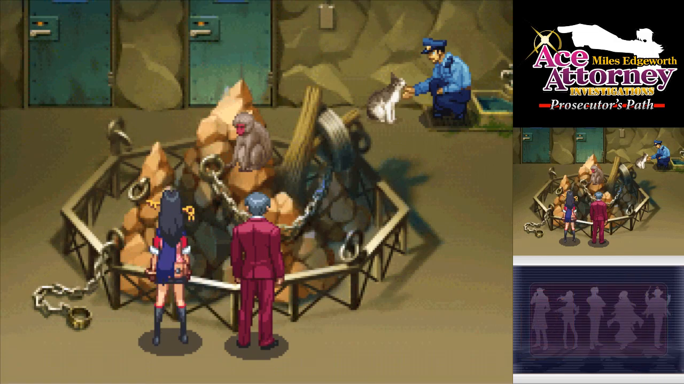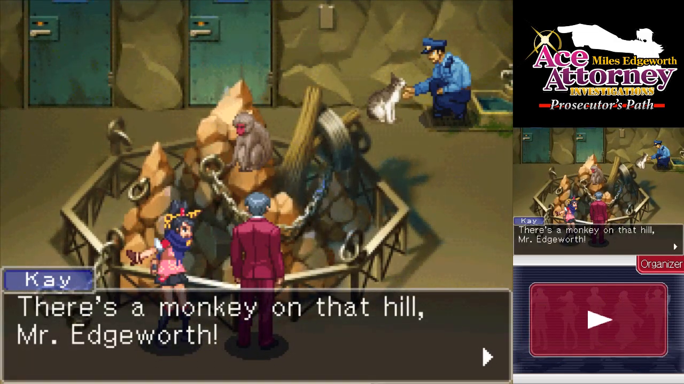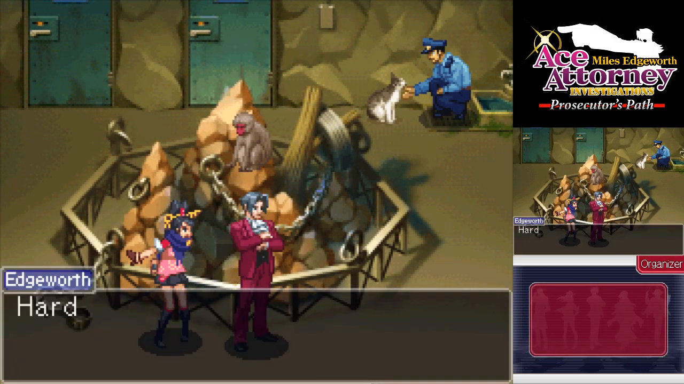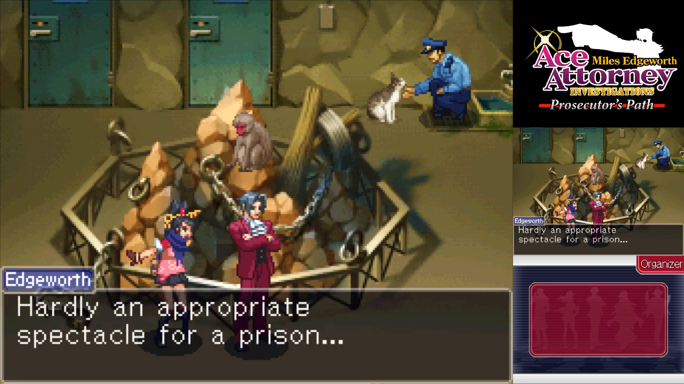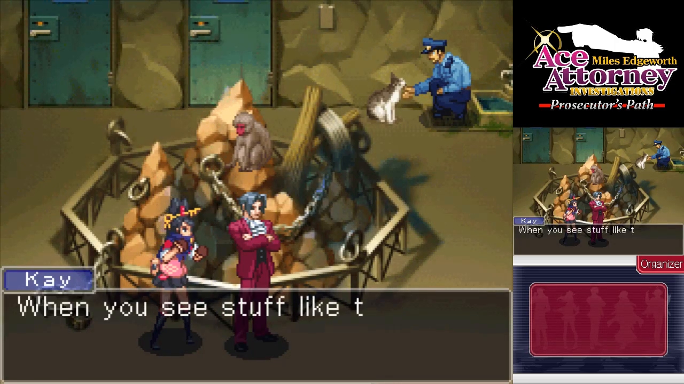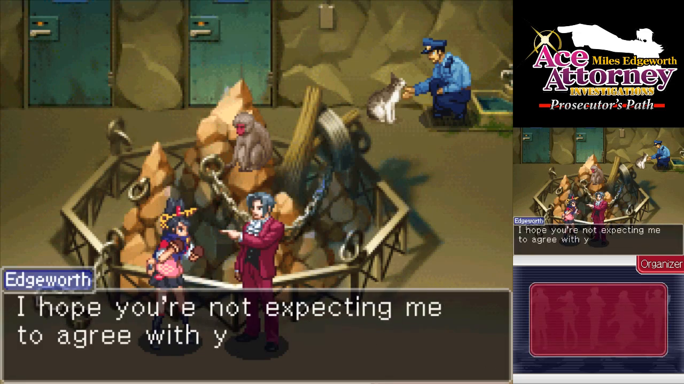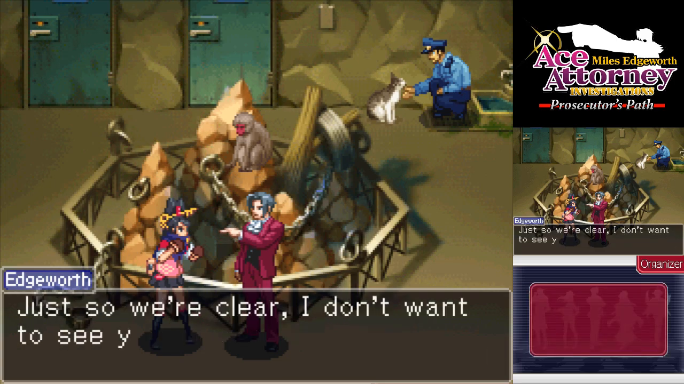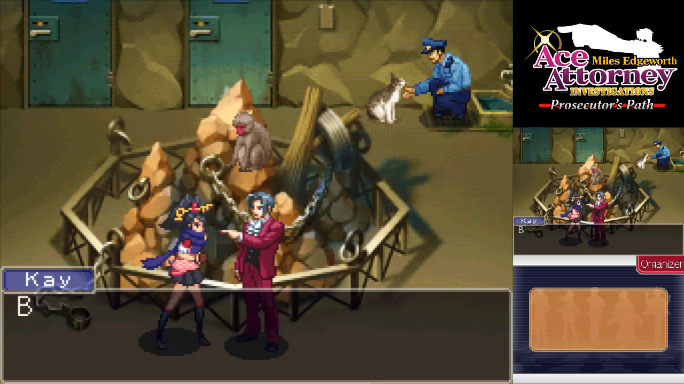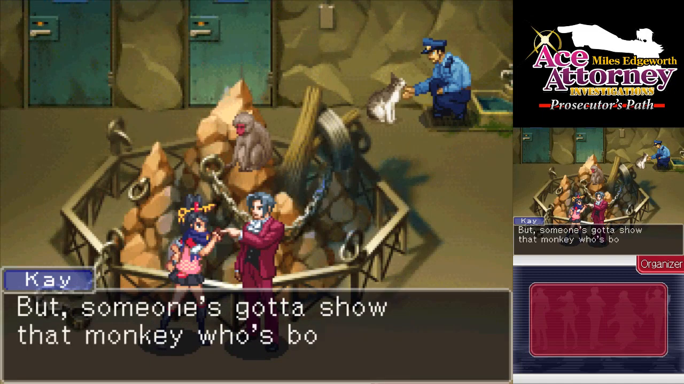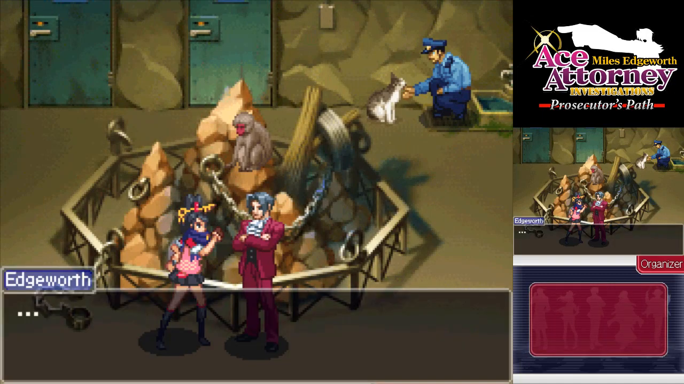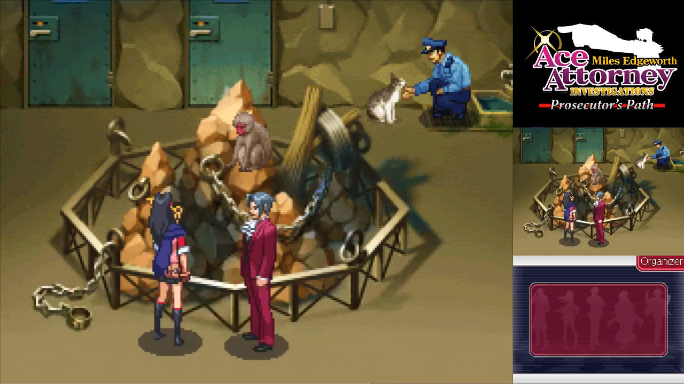Monkey. There's a monkey on that hill, Mr. Edgeworth! Hardly an appropriate spectacle for a prison. When you say stuff like this, you can really feel the tension rise. I hope you're not expecting me to agree with you. Also, Kay, just so we're clear, I don't want to see you climbing that hill. But someone's gotta show that monkey who's boss. Don't provoke the monkey.